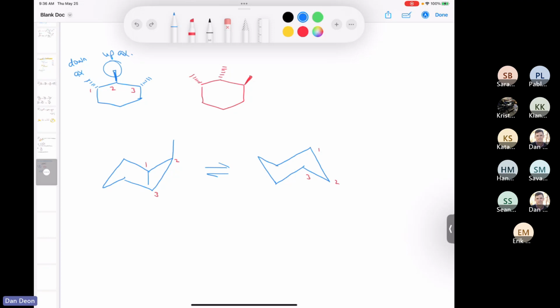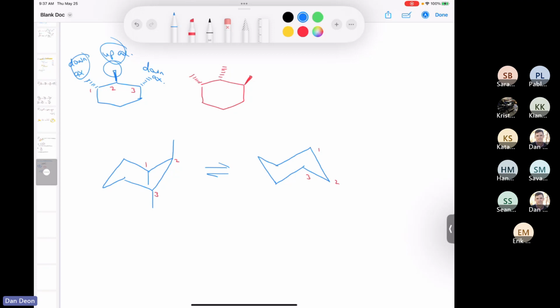So that means the methyl group at carbon 3, should it be axial or equatorial? The methyl group at carbon 3. Could anybody answer that? The methyl group at carbon 3, would it be down an axial or down an equatorial? It's pointing down. It has to be down an axial, right? That's the only possible way it could go, right? If this is down an axial, this is up an axial. This is down an axial, like that.